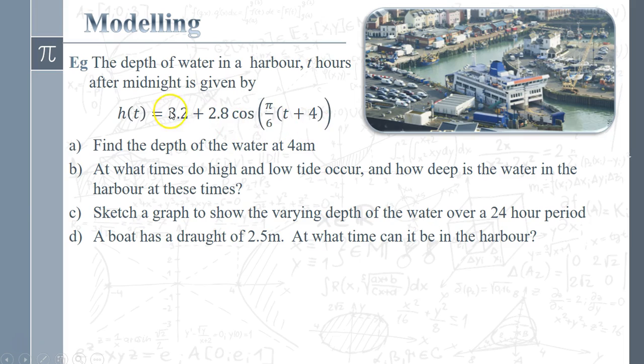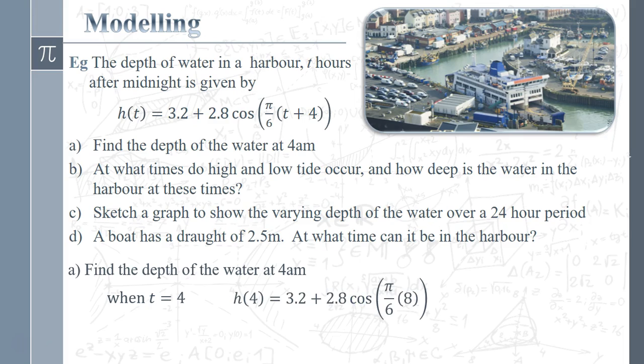So we've just got this trig equation here. It looks like a bit of a shocker, but let's not worry too much about it. Let's just crack on, again, one step at a time. Here we go. Find the depth of the water at 4 a.m. We're told in the question the depth of water t hours after midnight. So at 4 a.m. we've got a value of t equals 4. So this is just a case of plugging that into our equation.